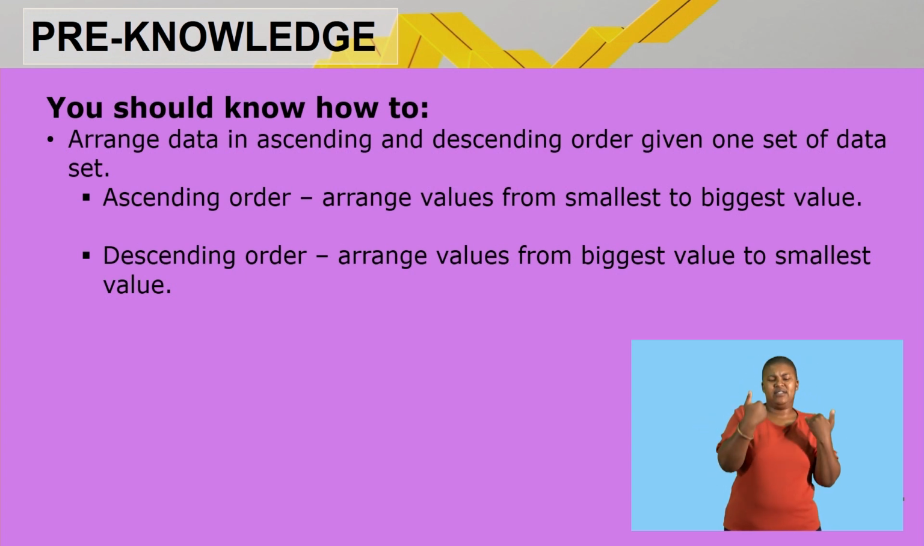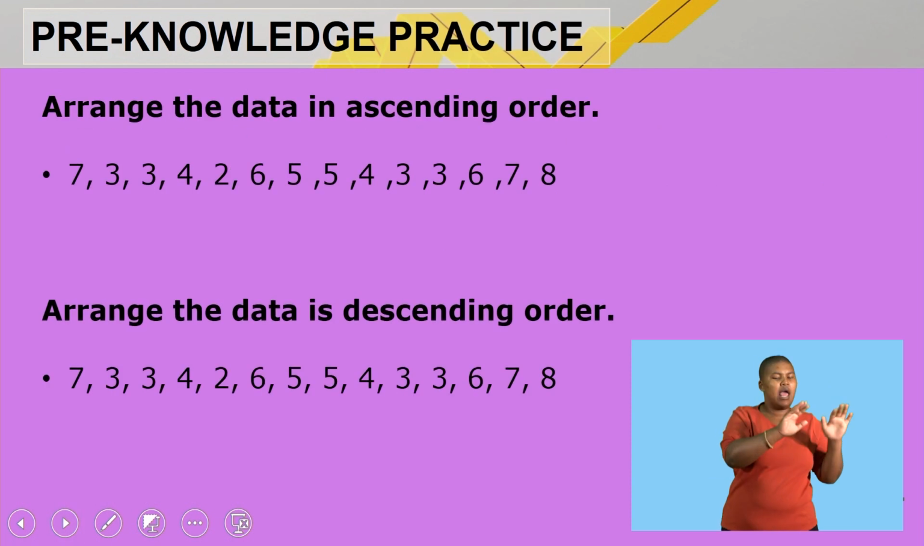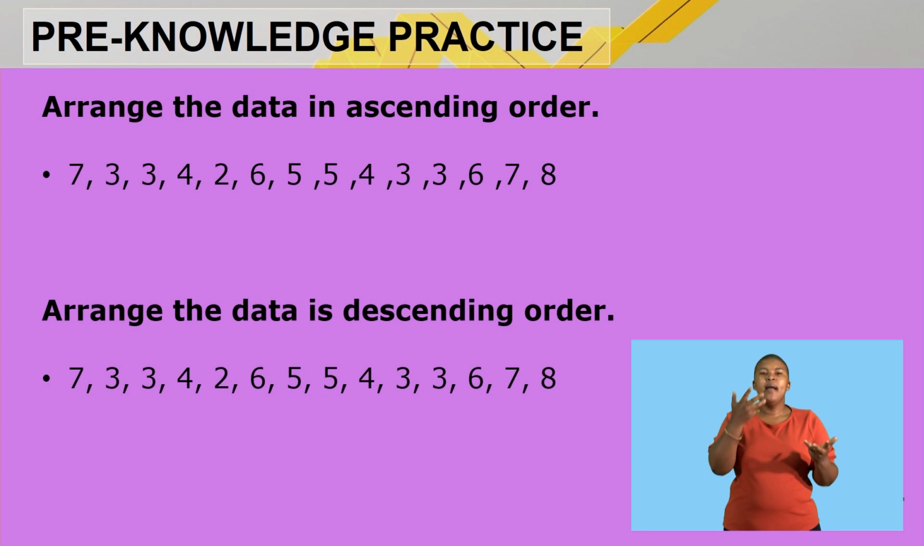Ascending order is whereby you arrange the values from the smallest value to the biggest value. And when you arrange in descending order, you arrange the values from the biggest value to the smallest value. You should also know how to arrange this mathematically when you are given one set of data. Now, let us look at these two examples. The first one says arrange the data in ascending order. It means we are going to start arranging from the smallest value to the biggest value.